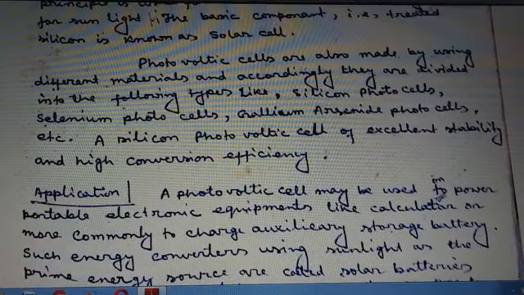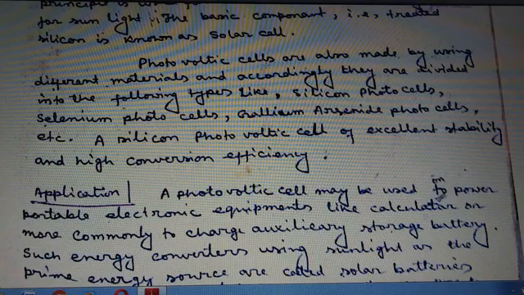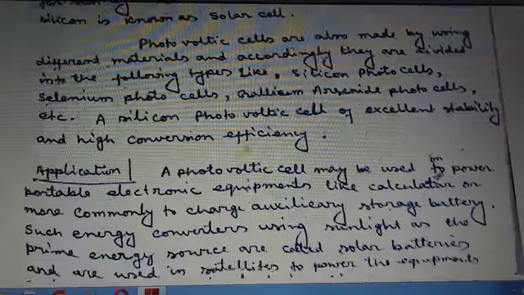Now, photovoltaic cells are also made by using different materials. Accordingly, they are divided into the following types like silicon photocell, selenium photocell, gallium arsenide photocell, etc. A silicon photocell has excellent stability and high conversion efficiency, so these are generally used.